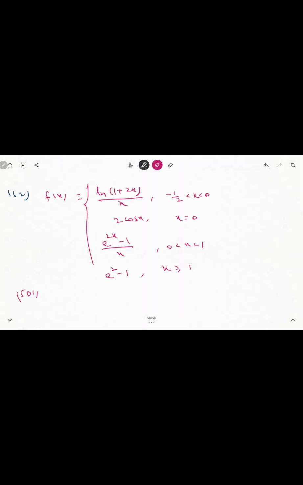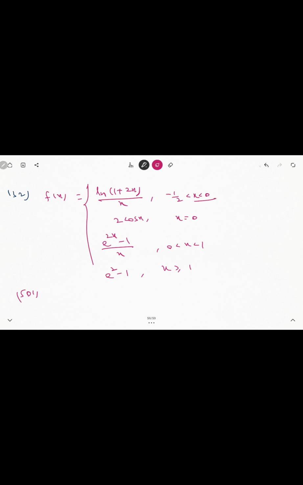Okay, 32nd problem. f(x) = ln(1 + 2x)/x whenever x lies between −1/2 to 0, at x = 0 it is 2 cos x. 0 to 1 means (e^(2x) − 1)/x. x more than or equal to 1 means e² − 1. So what to check there? At x = 0 and 1, we have to check the continuity and differentiability.